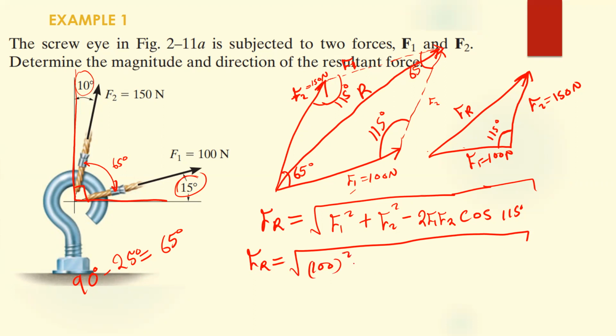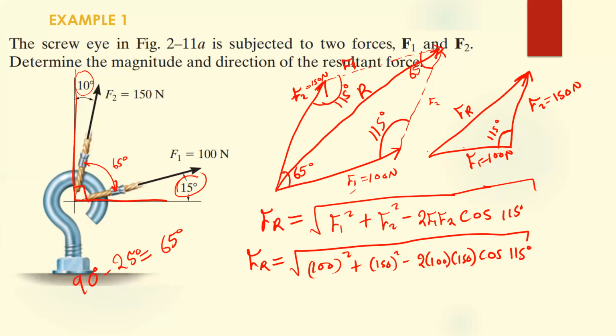Then this will be squared. And then we have F2 will be 150 squared. And then we have minus 2 times 100 times 150. Then we have cos 115 degrees. So from there, you can use your calculator to find the solution here.